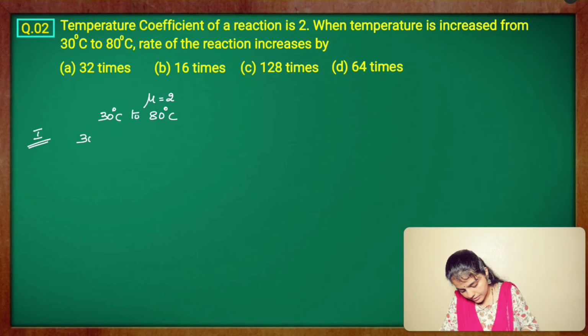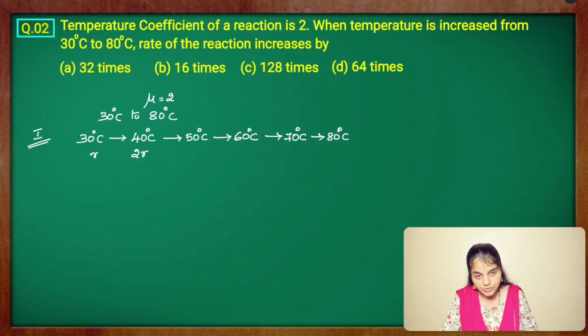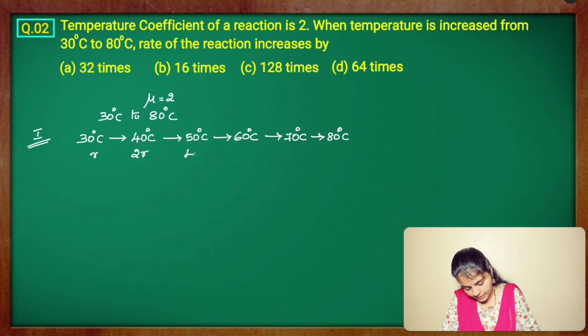So we will write the temperatures in intervals of 10 degrees centigrade: 30, 40, 50, 60, 70, and 80 degrees centigrade. Initially let us consider the rate as R. Then when the temperature is increased by 10 degrees centigrade, to 40, the rate of reaction will be 2R. It's because for every 10 degree rise in temperature, the rate of the reaction increases twice. From 40 to 50 degrees centigrade, again the rate will double. So therefore it is 4R.